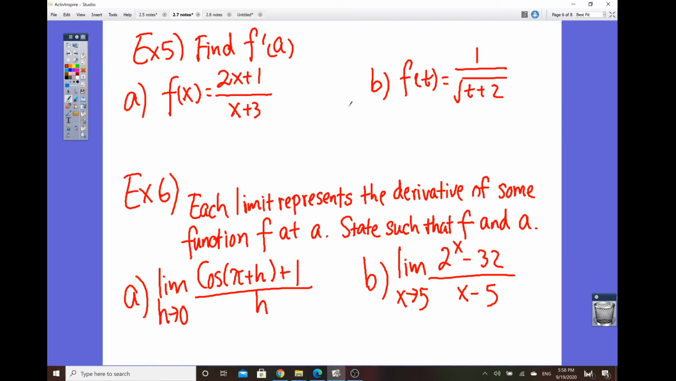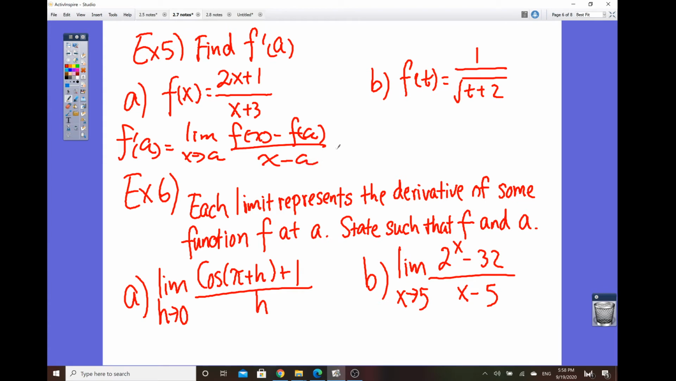Okay, so now what about finding f prime of a? Again, the way to set it up is basically just to find a limit. So the limit as x goes to a, we have f of x minus f of a over x minus a. So let me just move this one to the new slide. For example 5, I think this one is the last slide here.